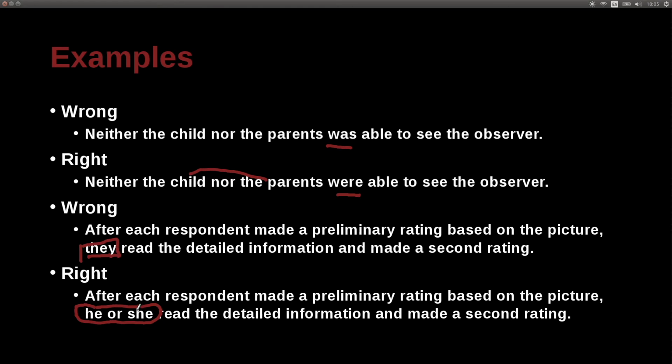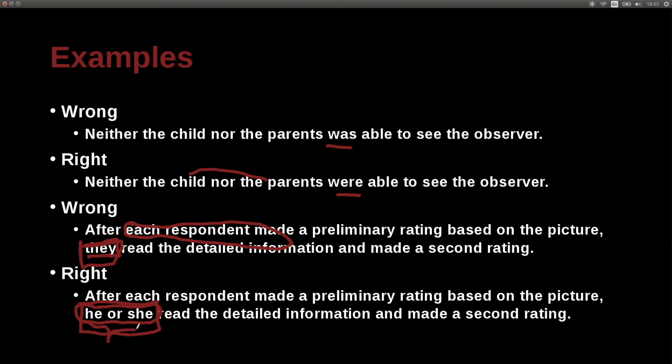Well, first of all, we did talk about try to make your pronouns as clear as possible, as specific as possible. So he and she is clearly more specific, right? After each respondent made a preliminary rating based on the picture, they. The problem here is if you use they, you're kind of thinking each respondent is a group of people, and somehow they did something together. But they did not do something together. They all did it by themselves. They each did it. So in this case, each one, we would say he.